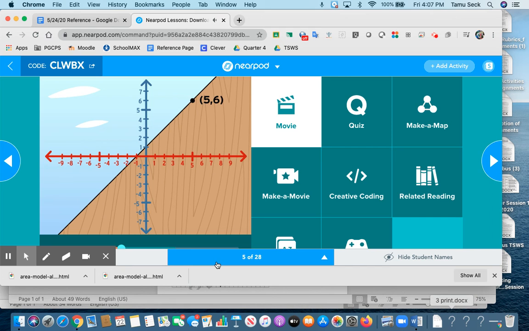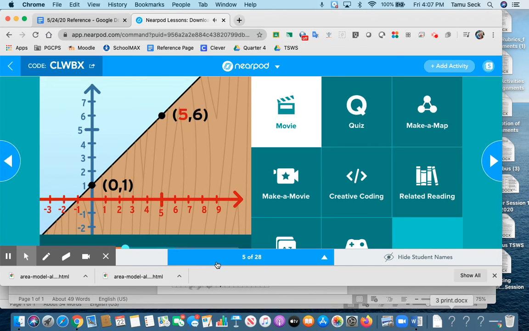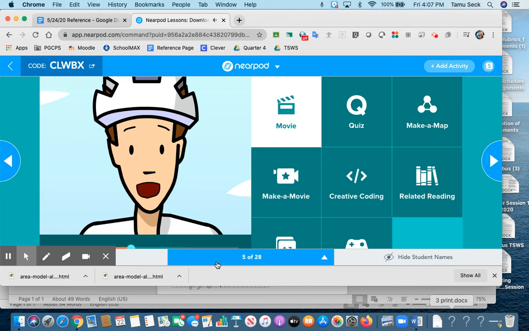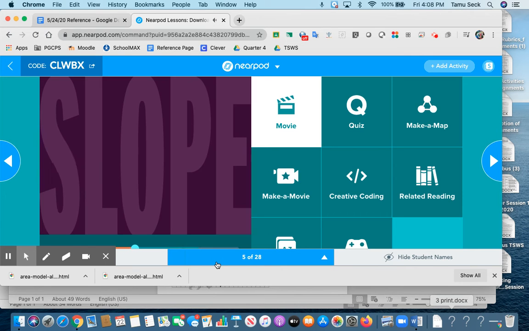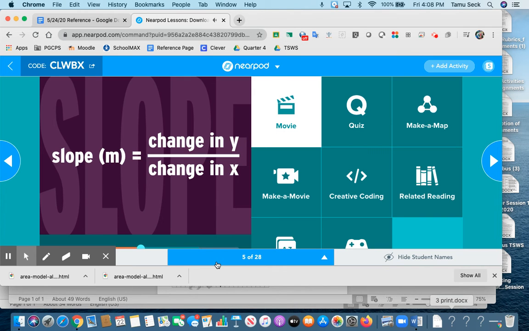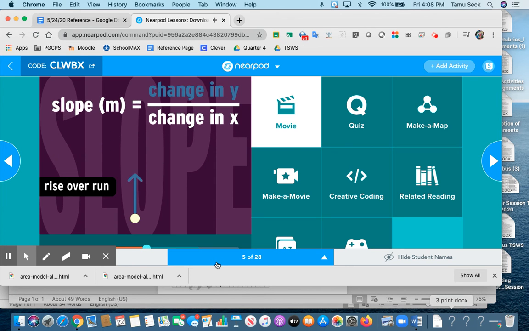Alright, let's take a look at two points along this skate ramp. One point has the x-coordinate 5 and the y-coordinate 6, while the other has an x-coordinate of 0 and a y-coordinate of 1. To figure out the slope, we want to find out how the positions change exactly. The slope, or m, is equal to the amount of change in the y-coordinates divided by the amount of change in the x-coordinates. Some people call that rise over run. It helps you remember that it's a vertical change over a horizontal change.